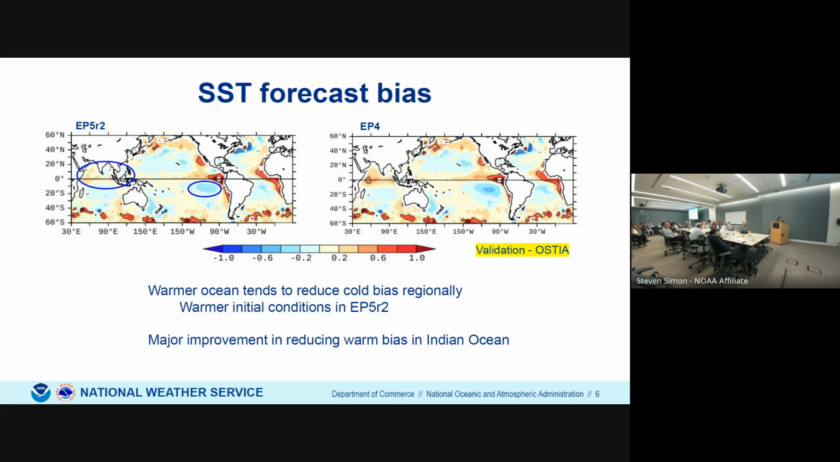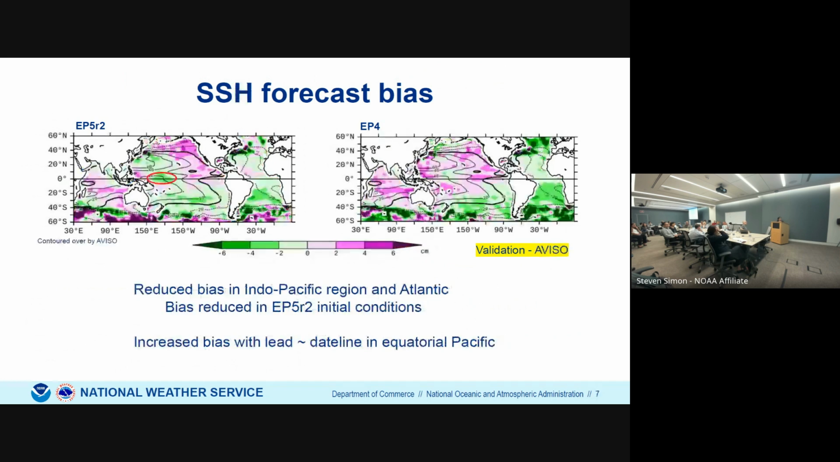And also the major improvement in reducing this warm bias over the Indian Ocean does come from the initial conditions. So this is the forecast bias for week 3 and 4 in SSH. You can see the deep magenta colors are positive SSH bias, and the greenish are the negative SSH bias. You see large regions in the Atlantic having intense colors of negative SSH bias that is substantially reduced over here. And also in the Indo-Pacific region, you have intense magenta colors that are much reduced in EP5R2. Both of these are coming from the initial conditions.